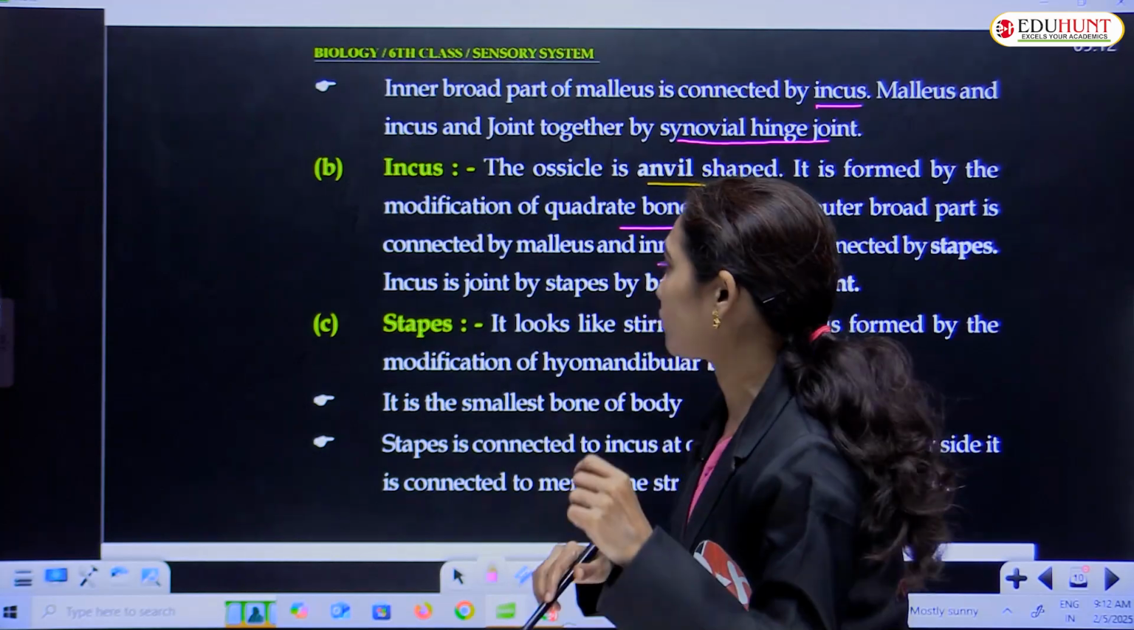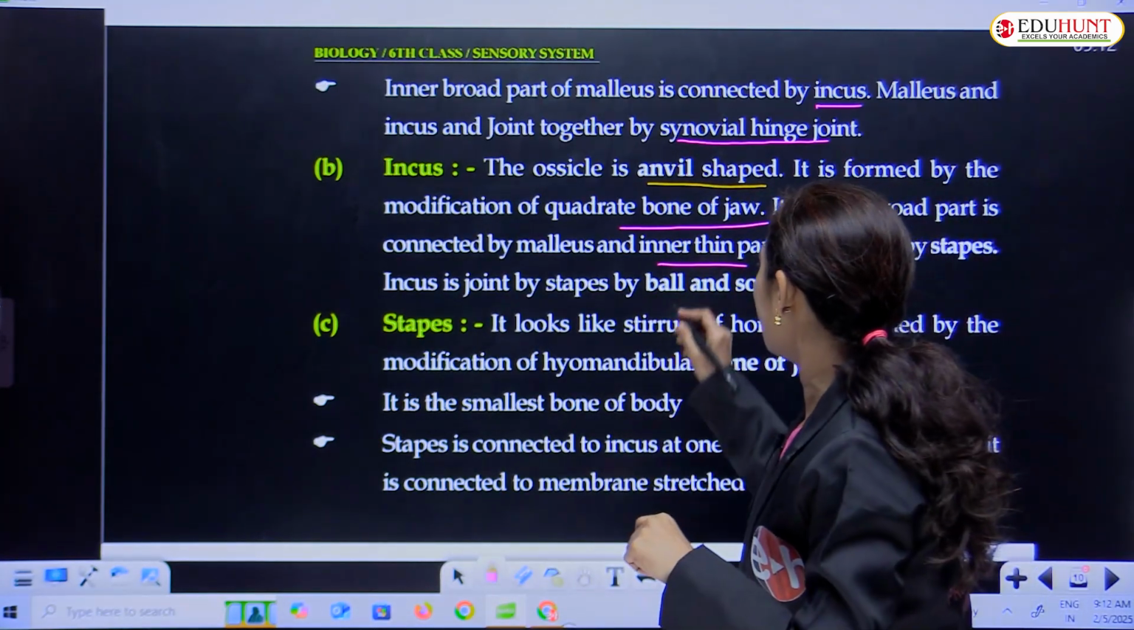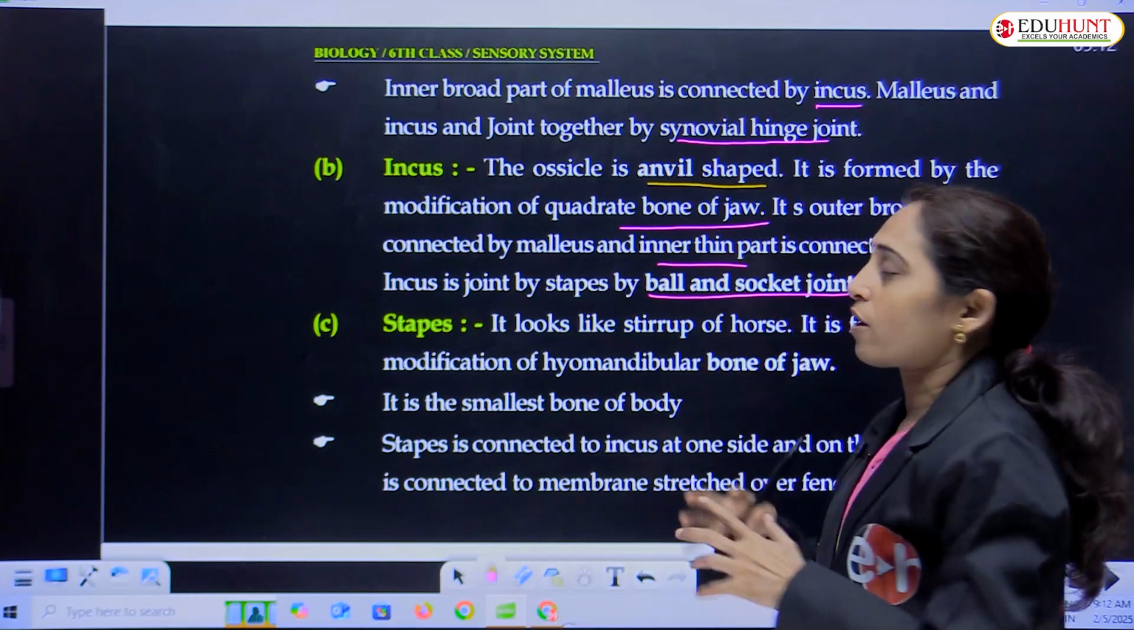Incus is connected or joined to the stapes through a joint called a ball and socket joint.